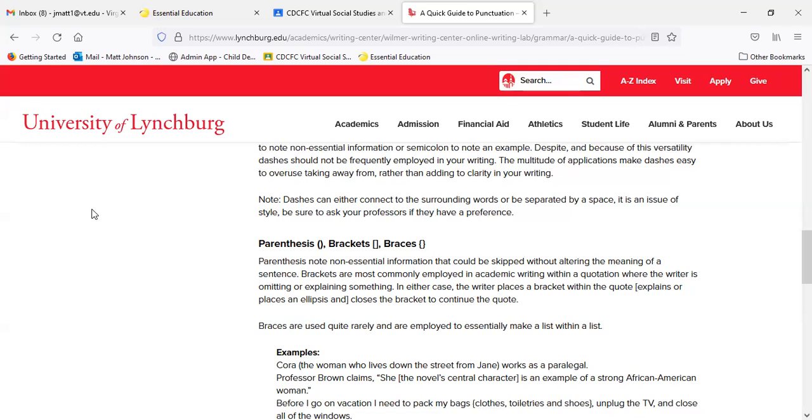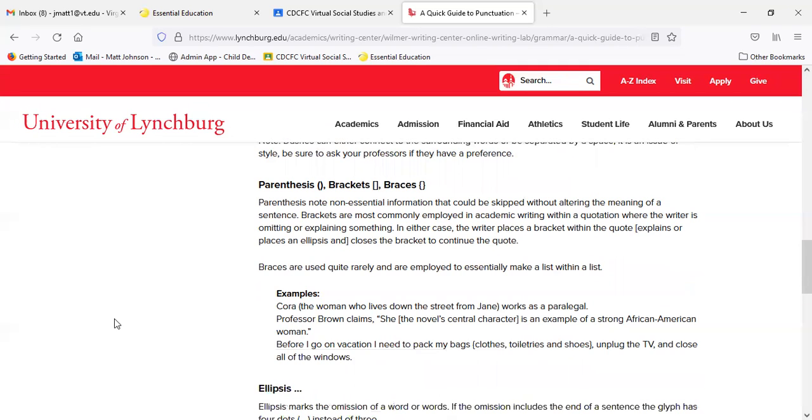So let's say the author is quoting some old, torn up document, and it's not in very good condition, and there's words that are missing, like maybe they've been smeared or damaged, and the author will put brackets around words implying that that's what should be there, right? So it's sort of a best guess, and that's letting you know that the document might not have been in the best condition and that word's missing. So, like their example here with the parentheses, Cora, the woman who lives down the street from Jane, works as a paralegal.